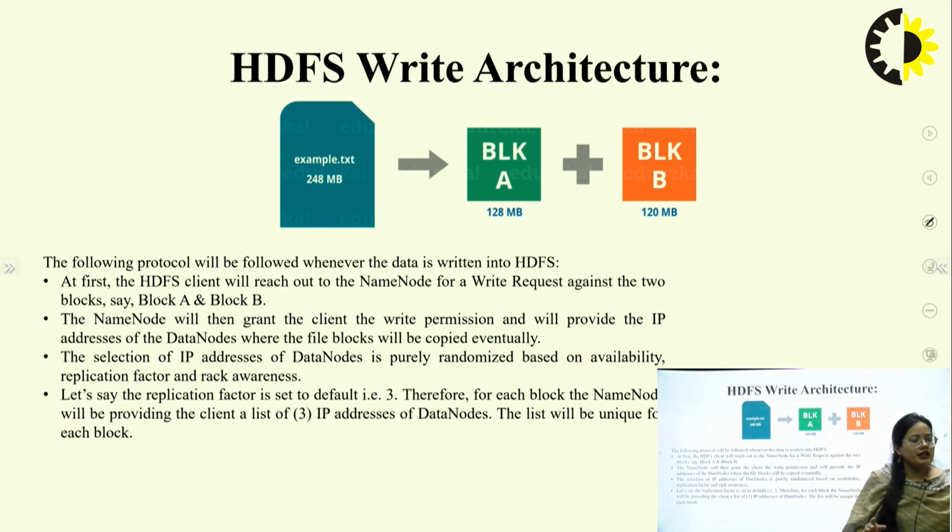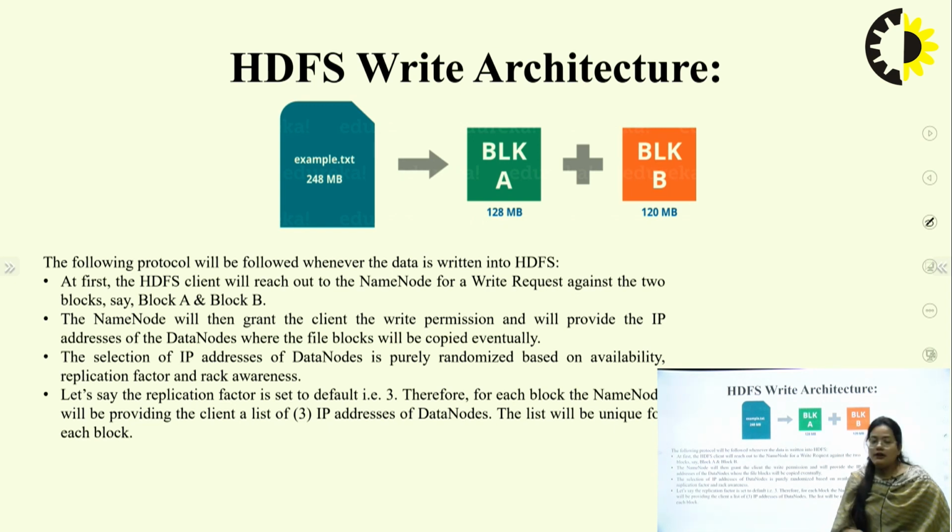Suppose a situation where an HDFS client wants to write a file called example.txt, that is of size 248 MB. Assume that the system block size is configured for 128 MB by default. So, the client will divide the file example.txt into 2 blocks, one of 128 MB, block A, and the other one of 120 MB, block B. So the following protocol will be followed whenever data is written into HDFS.